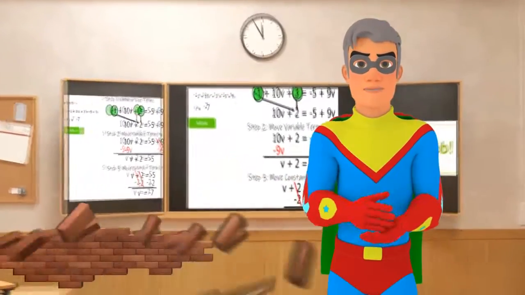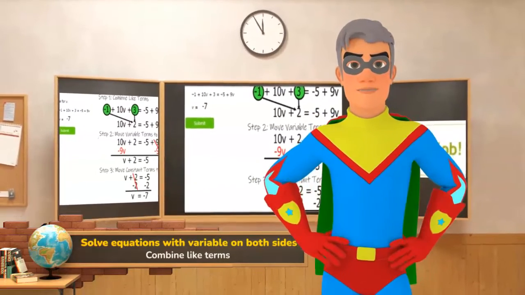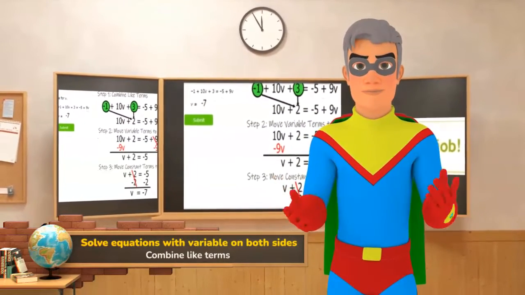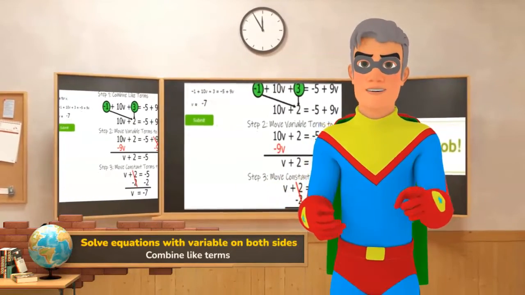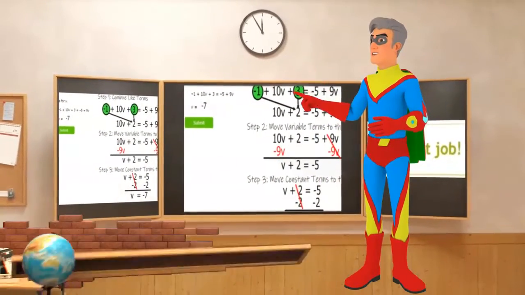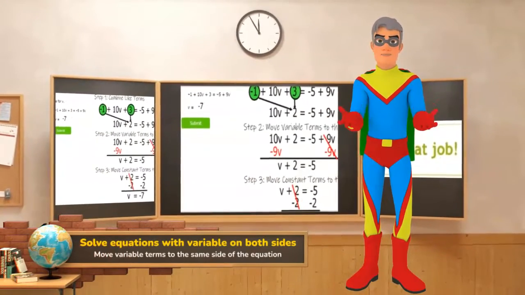In our final problem, we'll solve for v. We have negative 1 plus 10v plus 3 equals negative 5 plus 9v. Our first step is to combine like terms. We have two constants to begin with on the left side, a negative 1 and a positive 3. So these constants combine to be 2.